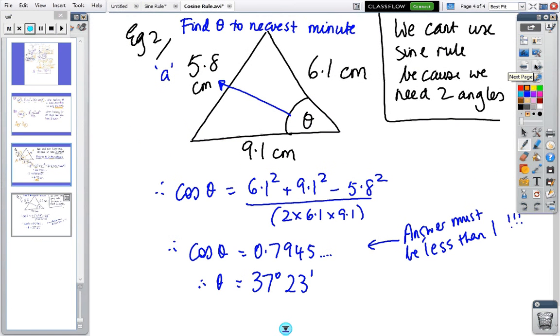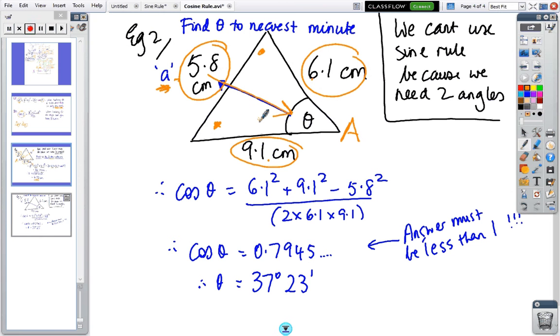Okay, so we're doing the other one, finding theta to the nearest minute. So you've got 3 sides, that, and that. And again, you can't use the sine rule because you need another angle. You need an angle here opposite 6.1, or you need an angle here opposite 9.1. So here, you have to use the cosine rule. Okay, so we say this is a, and this is capital A. The side opposite is the relationship.